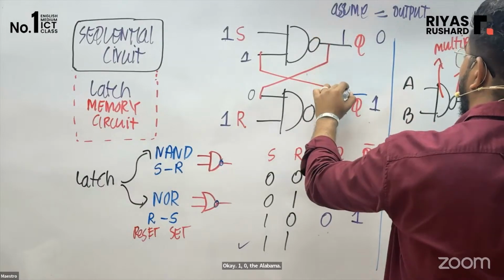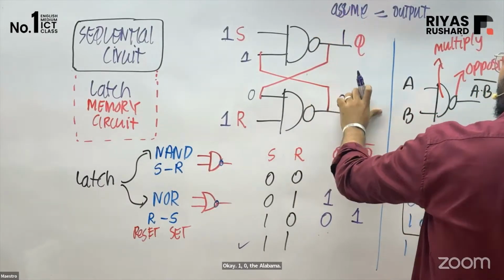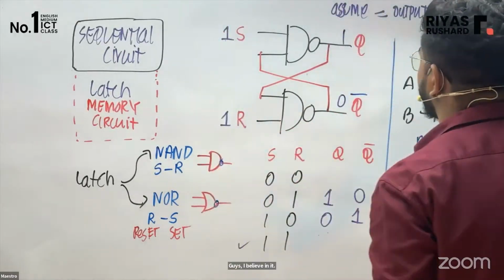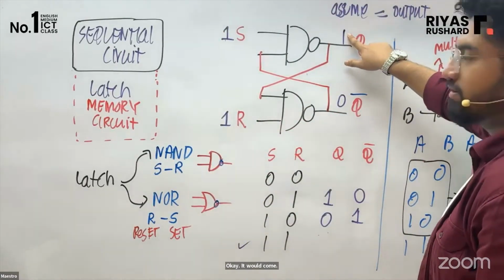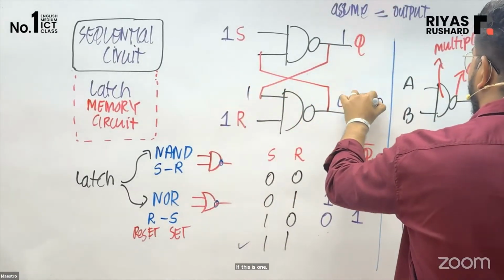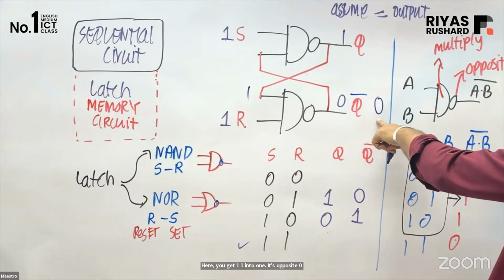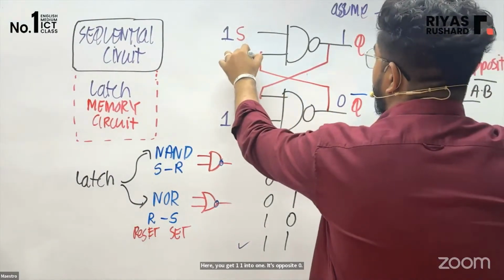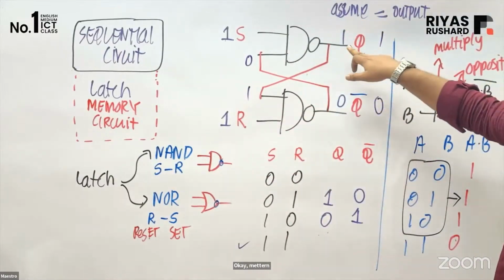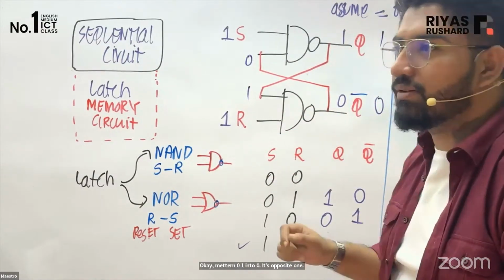Okay, 1 and 0. Guys, I believe in it. It would come. If this is 1, here you get 1. 1 into 1, its opposite is 0. Then 0. 1 into 0, its opposite is 1. The output and the assumption became the same.